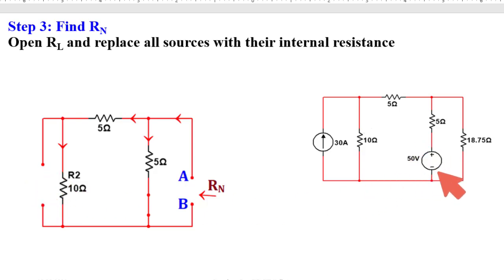And for ideal voltage source, internal resistance is 0. So this will be short circuited. For finding out the Norton resistance, the circuit is this one.